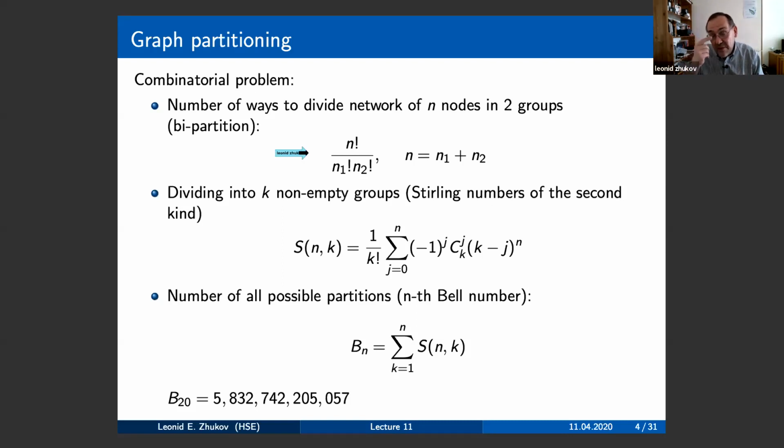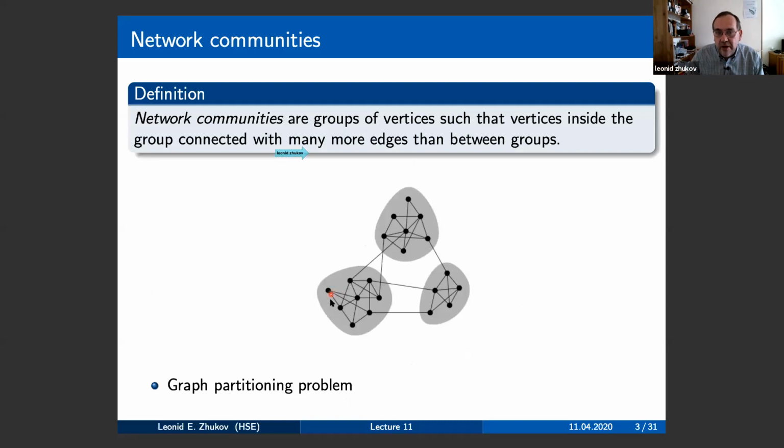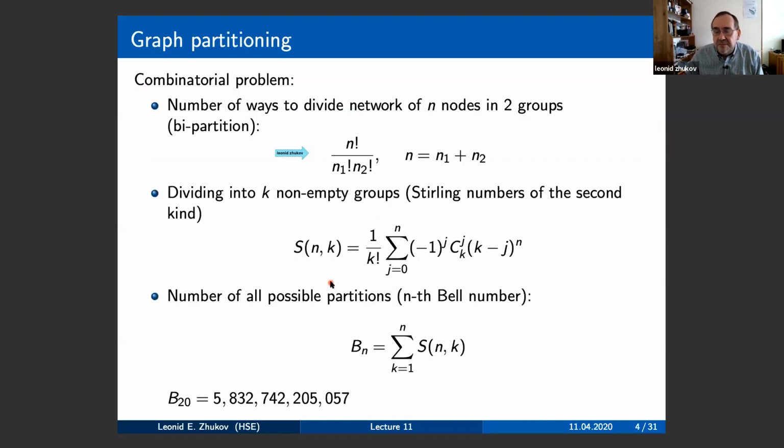So it's combinatorially a large number, and that's why, going back to our problem, just going through all the pairs, or trying to go through combinations of nodes that you think belong to a particular cluster, going through all the possible combinations, it's impossible, right? It's just too many of them.